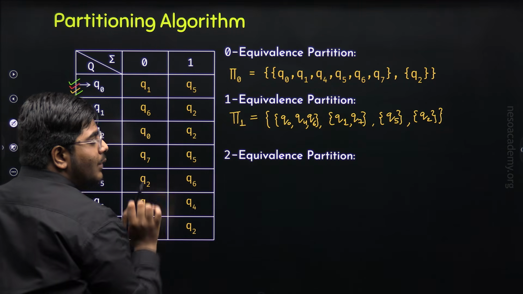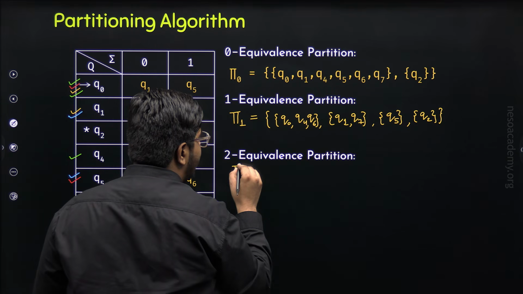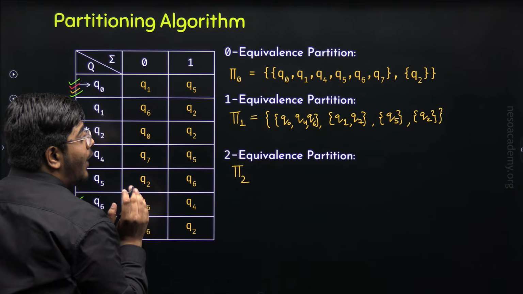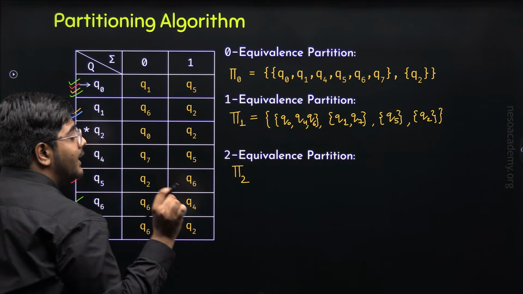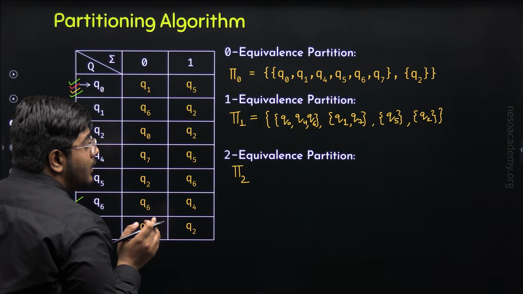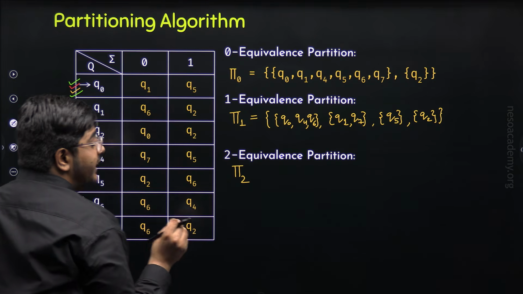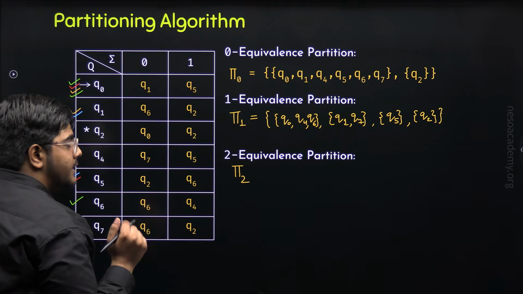Pi 1 is not equal to pi 0. So we need to calculate pi 2 with the help of pi 1. Because pi 1 was calculated with the help of pi 0, that is why pi 2 will be calculated with the help of pi 1. So we need to consider all these partitions one by one, and we need to check all the pairs of states, whether they are equivalent or distinguishable.